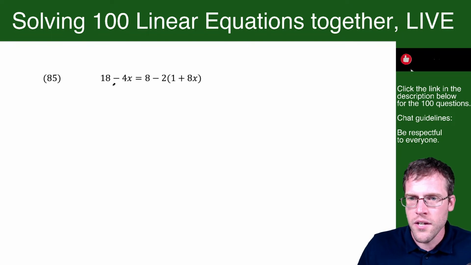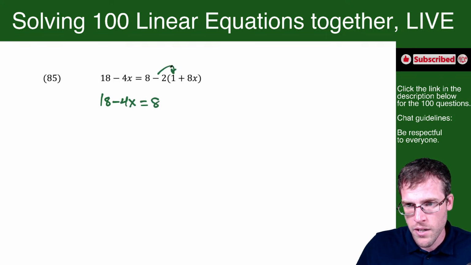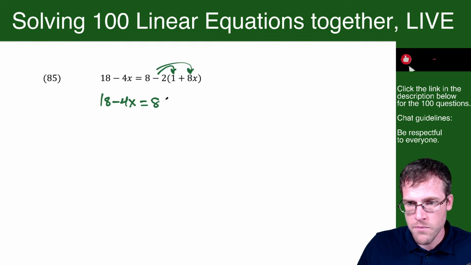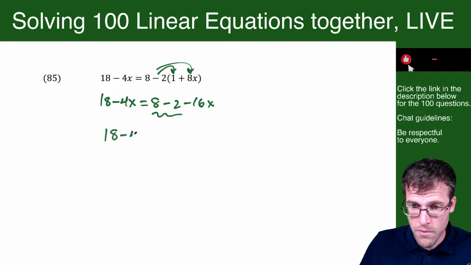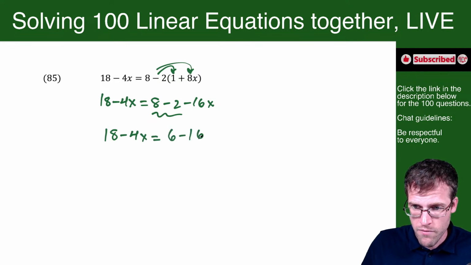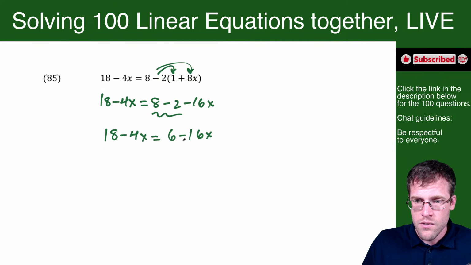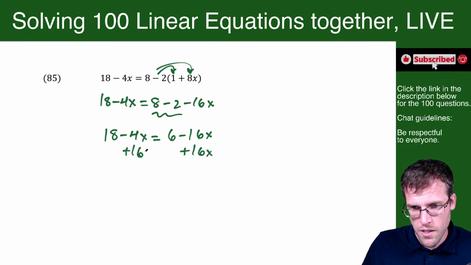So here, we have 18 minus 4x equals 8, and now we're going to distribute a minus 2. Minus 2 times 1 is minus 2. Minus 2 times 8x is minus 16x. Now combine like terms here. I'm going to leave the 18 minus 4x alone for now. 8 minus 2 is 6. We have minus 16x, so now I would do plus 16x on both sides. Get the x's on one side.